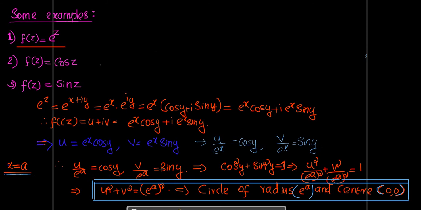This e raised to a is a constant. So we know that cos square y plus sin square y is equal to 1. Substituting cos y and sin y as u by e raised to a and v by e raised to a, we get u square plus v square equal to e raised to a whole square. And we know that is a circle with radius e raised to a and the center is 0, 0.